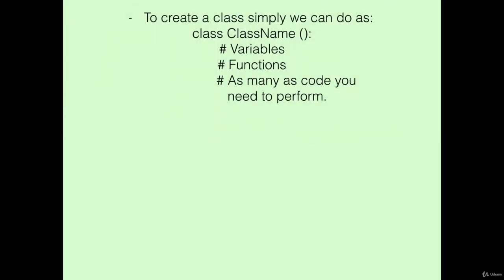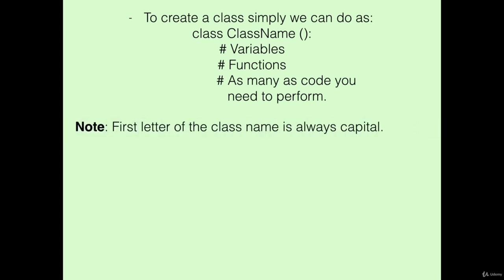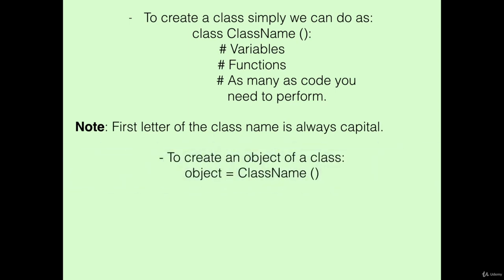To create a class, simply use the keyword class, your class name, parentheses, colon. Then you can put your variables, functions, and as much code as you need to perform. Note, the first letter of the class name is always capital. To create an object of a class, type your object name equal your class name, parentheses. See the next lecture to know how to create a class object.